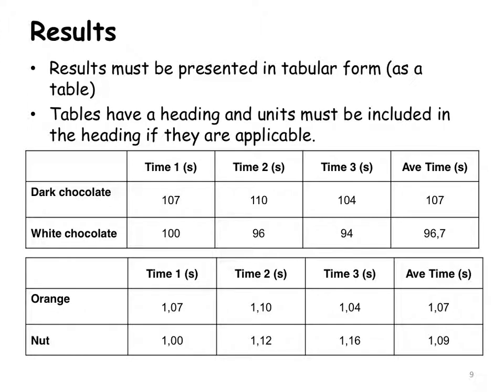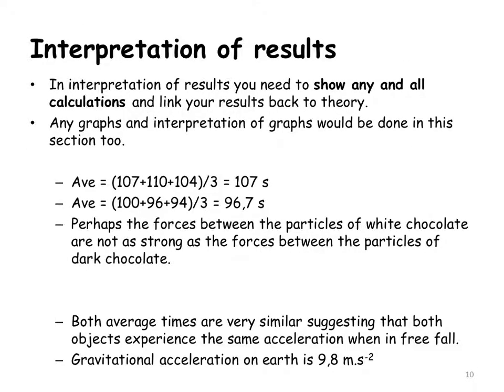Also, notice that you present all the data and show the averages. You don't just show the averages. Then you get interpretation of results, and this is where you do any calculations and you link back to theory. So, if you've got graphs, if there's some theoretical information, maybe you did some research as to why one type of chocolate melts faster than the other, or vice versa. So, you show your calculations of the average times each time. Perhaps the forces between the particles of white chocolate are not as strong as the forces between the particles of dark chocolate. Or you try to come up with a theoretical explanation, your best explanation for what you observed.